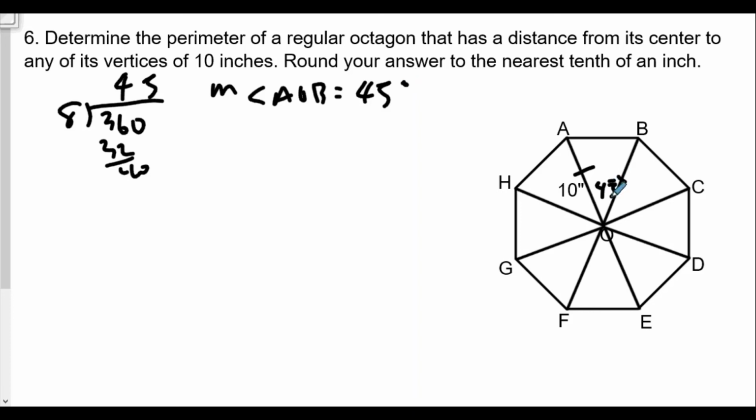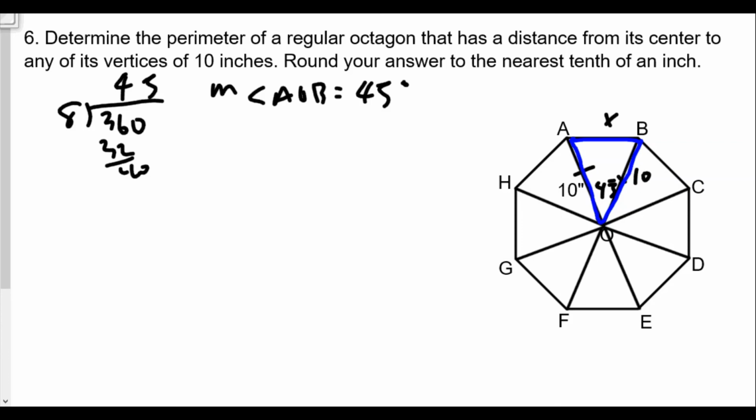I want to find the measure of AB. And if I know the measure of BO is also 10, I can use the law of cosines, side, angle, side situation. And so here, for this triangle, I'm going to use the law of cosines. And then what I'm going to do in this case is multiply by 8 because there's 8 of these.